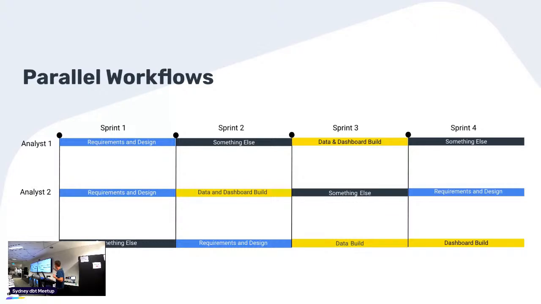And so this is what I was talking about with the parallel workflows. And it's a bit of a confusing thing, but we've got 3 analysts here. And what I want to highlight to you is the incremental delivery. And so you can see here in analyst 2, right? We've got those 3 phases: requirements and design, data build and dashboard build. Then they go and do something else because they have other priorities for a sprint. And then they go back and do another subject area and do requirements and design. So it's very incremental delivery.